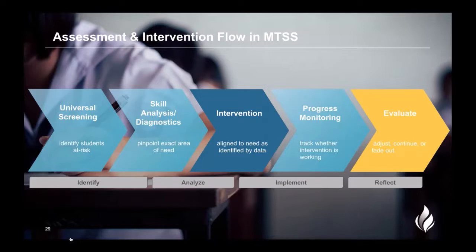So in order for us to make sure that the student is progressing, we have different progress monitoring tools that help us to track whether or not that intervention is in fact working. And then we have that last step here of evaluating so that we can adjust, continue, or fade out the interventions. And that's another area that I see schools just not doing. They take a look at when kids aren't responding, but they don't necessarily have the decision rules or data point rules to help us know when we should continue an intervention or fade it out or adjust it in some way.